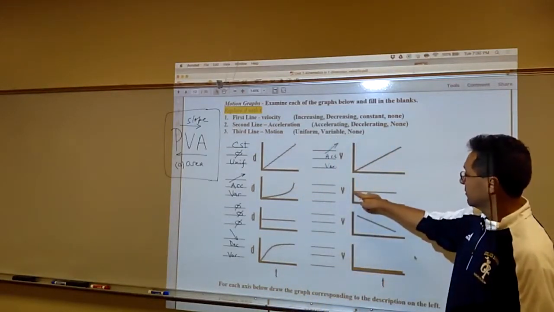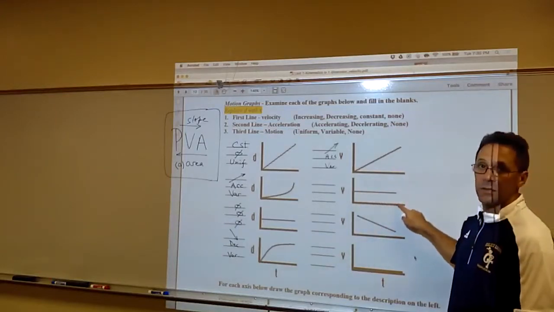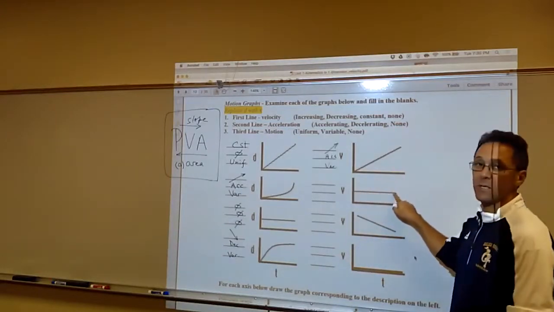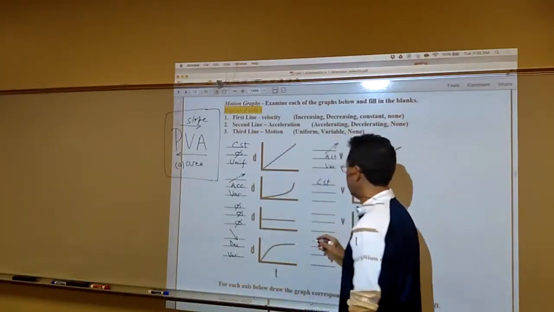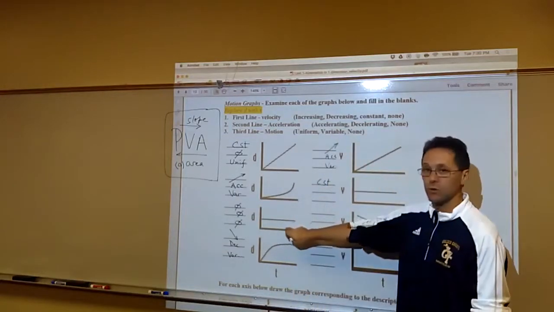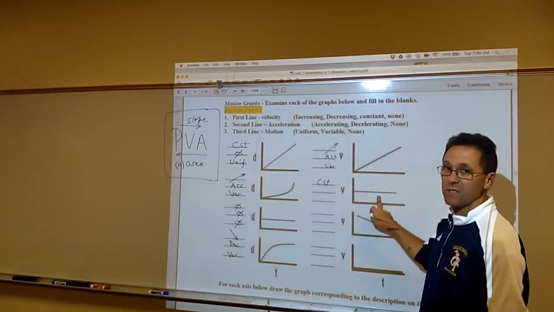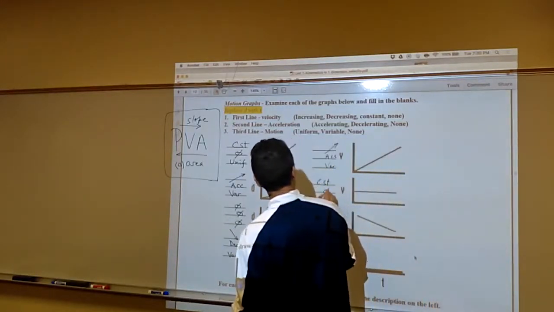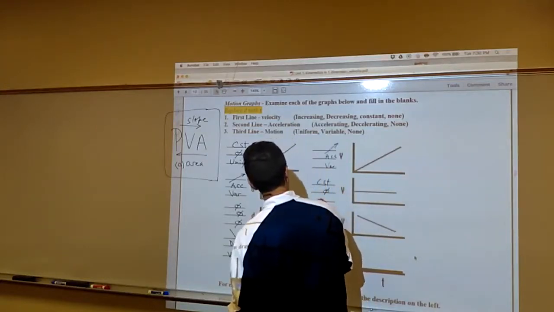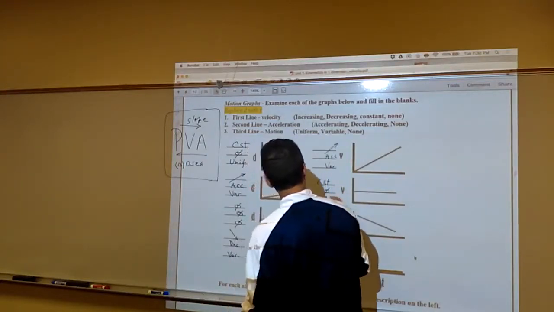In here, I can see the time passing, but my velocity is stuck at the same number, so constant velocity. And if you notice down here, it was no motion. But if it's a VT graph, that's a constant velocity. And there is no acceleration, because you're not changing your velocity, and this is a uniform motion.